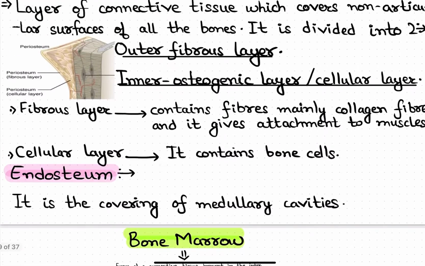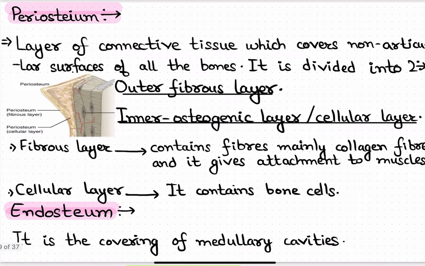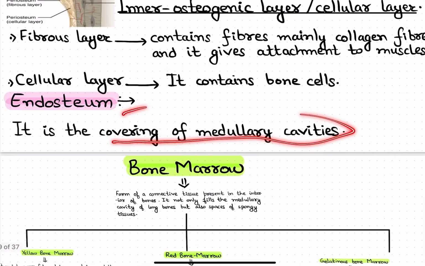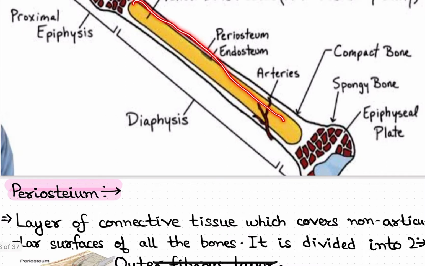So what we studied here is periosteum. What is this periosteum? This is a layer around non-articular surface of the bone. It has two further layers: outer fibrous layer, which consists of certain fibrous proteins like collagen fiber, and the inner osteogenic layer or cellular layer, which contains bone cells. Now endosteum, what was this endosteum? It covers the medullary cavity. As I showed you, this was the medullary cavity and the layer surrounding it was endosteum.